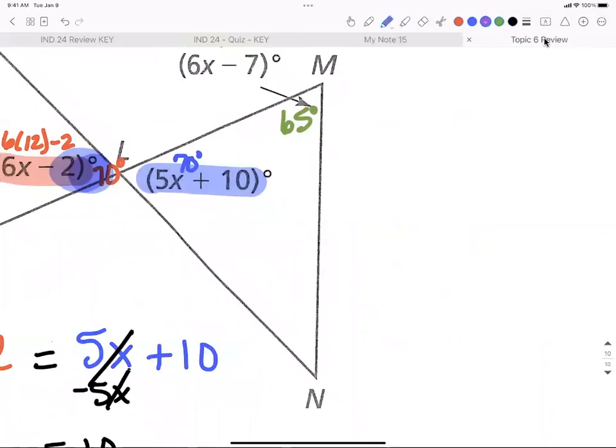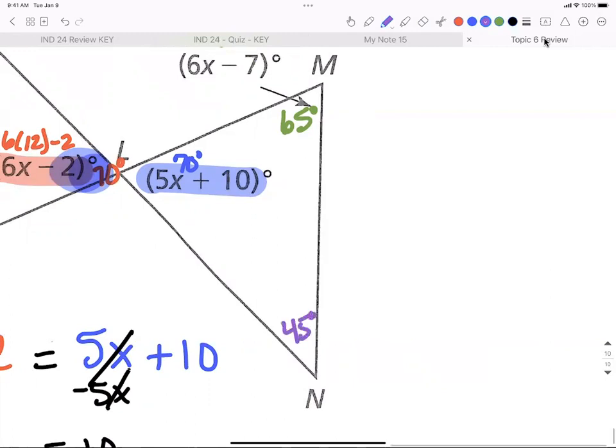And now that I know 2, I can find N. Somebody tell me what N is. Do I get a second? Punch in your calculator. 180 minus 70. Double check it. 180 minus 70 minus 65 is 45.